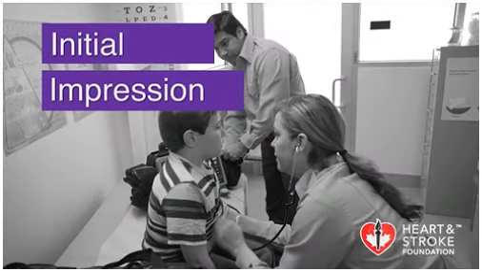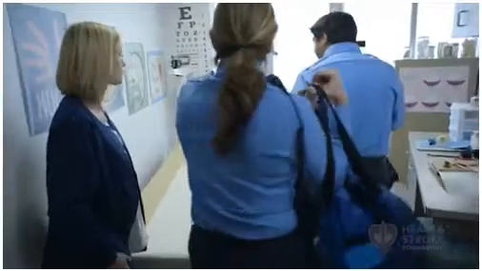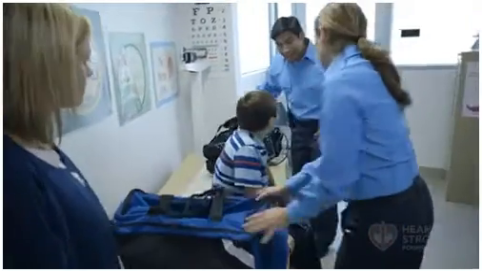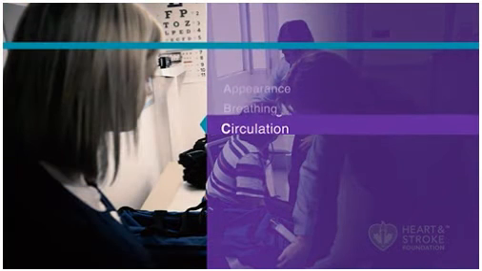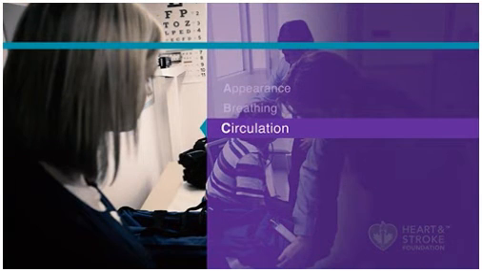The first step in the systematic approach is the initial impression. It's what you first see and hear when you immediately encounter the child, before you touch the child. You'll quickly observe the child's appearance, breathing, and circulation. This will determine your next actions.